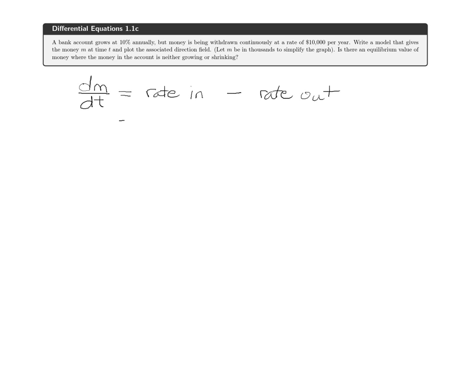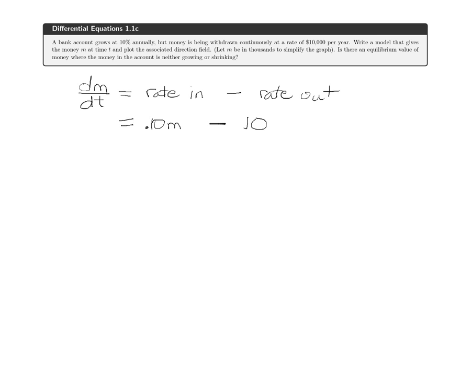All right, how fast is money coming in? Well, we know that it's growing 10% annually. 10% of what? Well, 10% of the amount that's there. So I'm going to multiply 10% times the amount of money that I have. And then for the rate out, well, we're losing 10,000 per year, so it's at a continuous rate, although since m is in thousands, we're just going to subtract off 10. So there's our differential equation. dm over dt equals 0.10m minus 10.